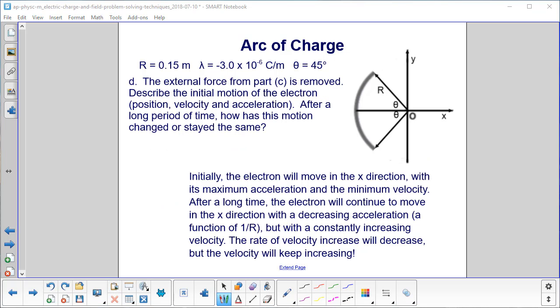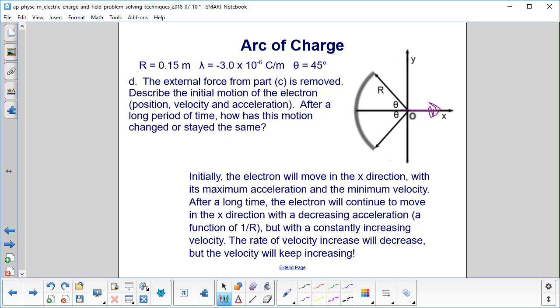We now remove the external force from part C and describe the initial motion of the electron, position, velocity, and acceleration. After a long period of time, how has this motion changed or stayed the same? And again, ignore gravity. Initially, the electron will move in the x direction, okay, because that's the direction of the force on it, with its maximum acceleration and the minimum velocity, right, because you started at rest.